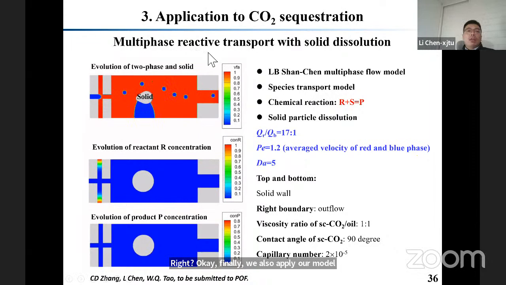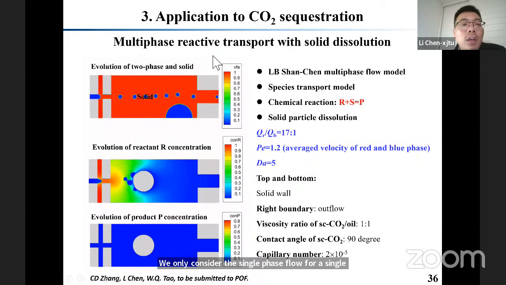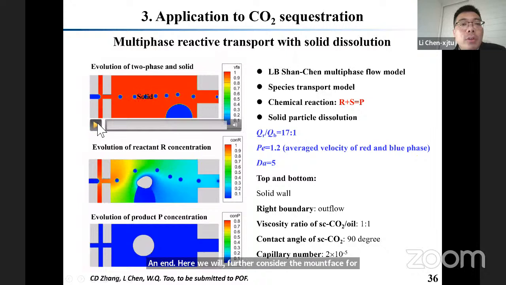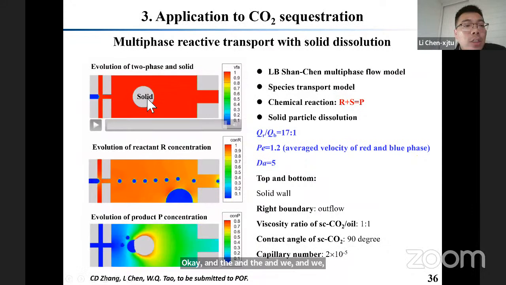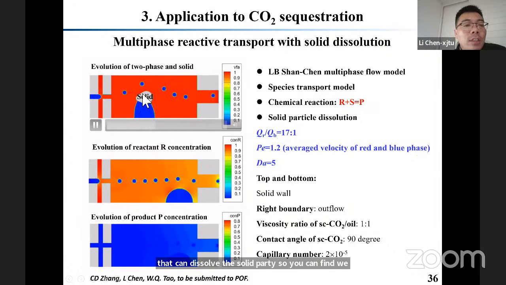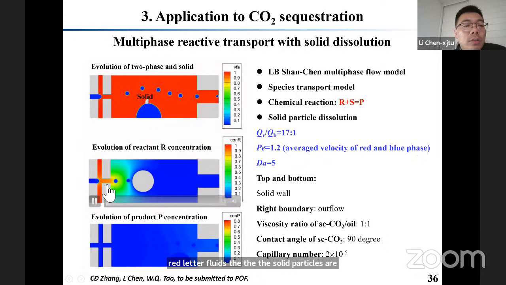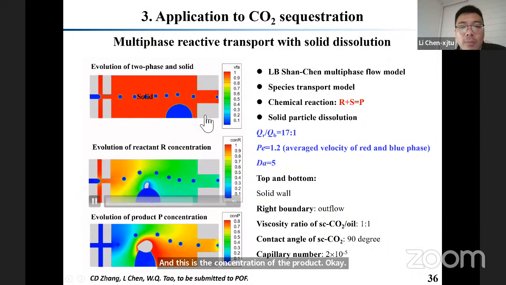In the slides above, we only considered single-phase fluid flow with dissolution. Here we will further consider the multiphase flow reactive transport process with solid dissolution. Here you can find a solid particle, and we inject both blue fluid and red fluid into the domain. There are species inside the blue fluid that can dissolve the solid particle. As the blue and red fluids are injected, the solid particles are dissolved. This is the concentration of the reactant, and this is the concentration of the product. So it is actually a very complicated multiphase flow process with chemical reaction and solid dissolution.